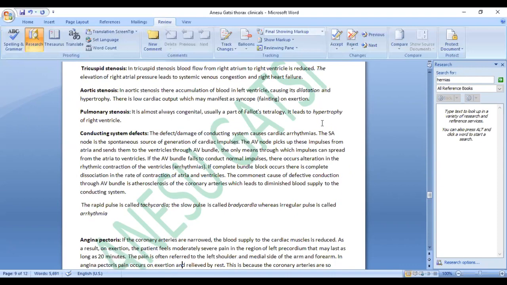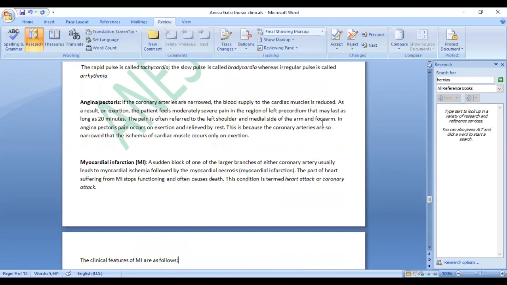Then you have what is known as angina pectoris. If the coronary arteries are narrowed, the blood supply to the cardiac muscle is obviously reduced. Remember that we have a left and a right coronary artery; the right one arises from the anterior aortic sinus, but the left one comes from the posterior one. As a result, on exertion, the patient will feel severe pain in the region of the left precordium that may last as long as 20 minutes.